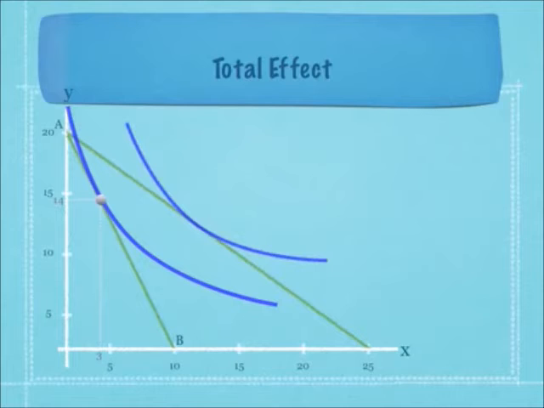The consumer will want to consume at a higher indifference curve where X is equal to 12. The total effect is the consumption of X goes up by 9. 12 minus 3 is equal to 9.